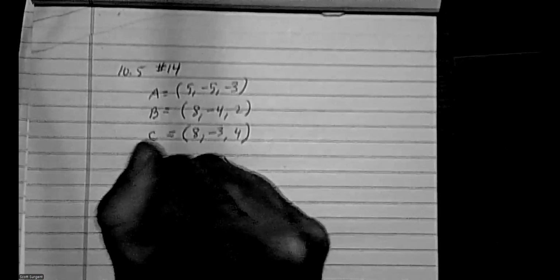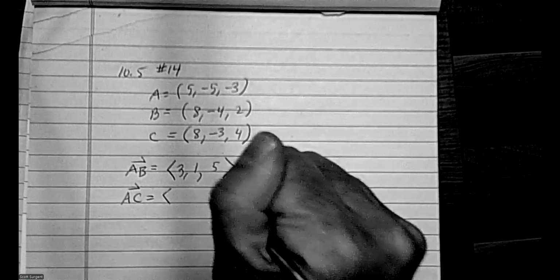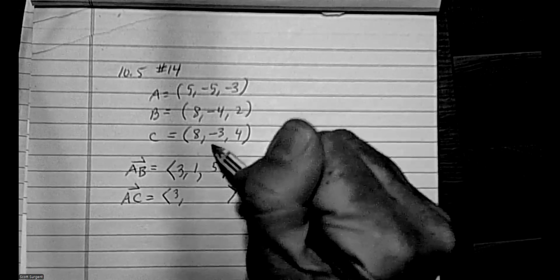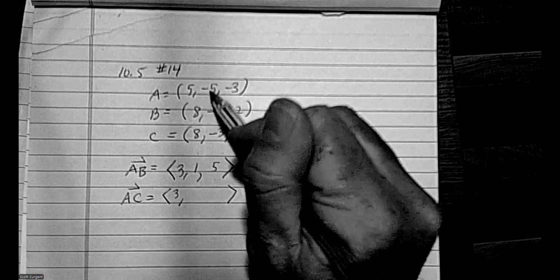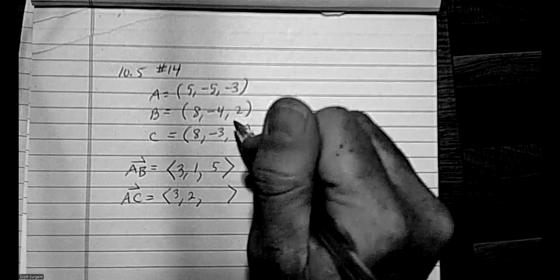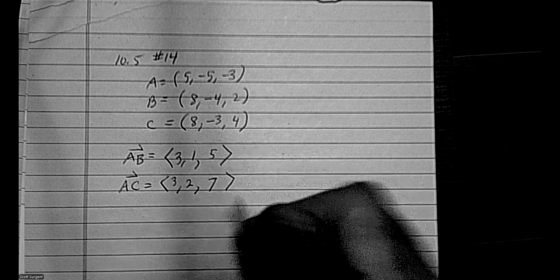And then AC. Now, again, this is just arbitrary. I could do BC if I wanted. It should work out no matter what. 8 minus 5 is 3 again. -3 minus -5 is -3 plus 5, which is 2. Then we have 4 minus -3, which is 4 plus 3, which is 7. So the first order of business is to make sure that you don't make a silly mistake early on. If I messed up a little arithmetic here, that would throw everything out going forward.